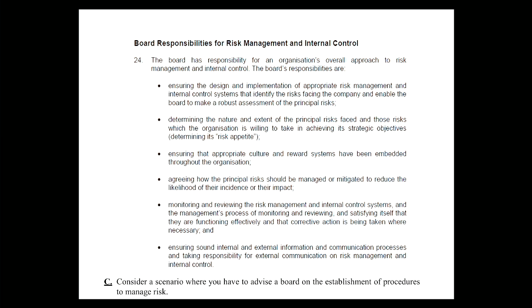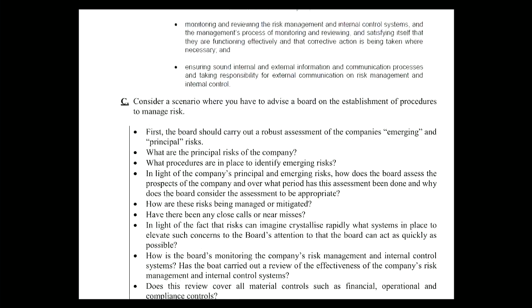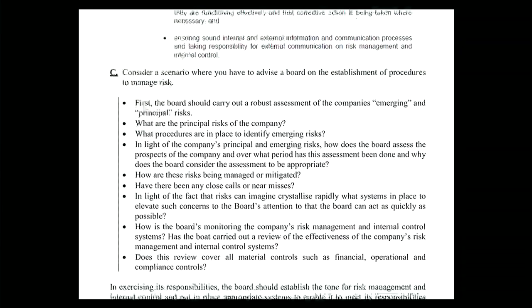And ensuring sound internal and external information and communication processes and taking responsibility for external communication, risk management, and internal control. So here I say, consider a scenario where you have to advise the board on the establishment of procedures to manage risk. So these are some of the questions I came up with. First, the board should carry out a robust assessment of the company's emerging and principal risks. What are the principal risks of the company?